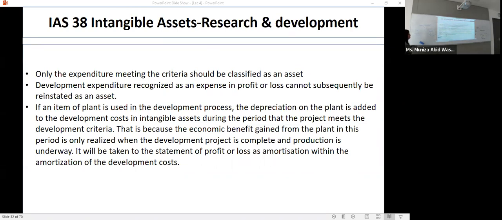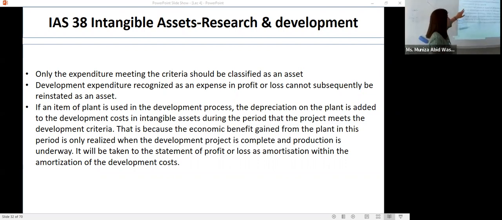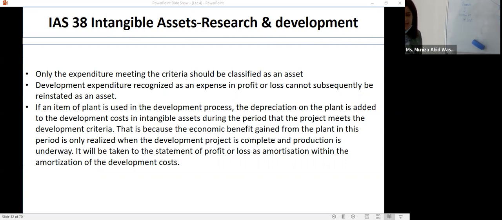If any of the machinery or equipment is bought in order to conduct the development expenditure will also become the part of IS 38, intangible assets. That is because the economic benefits gained from the plant in this period is only realized when the development project is complete and the production is underway. It will be taken to statement of profit or loss as amortization within the amortization of the development cost.